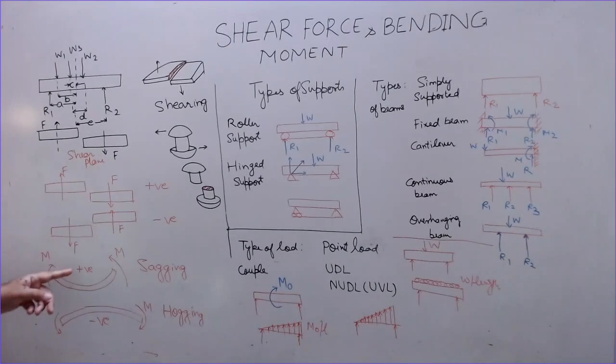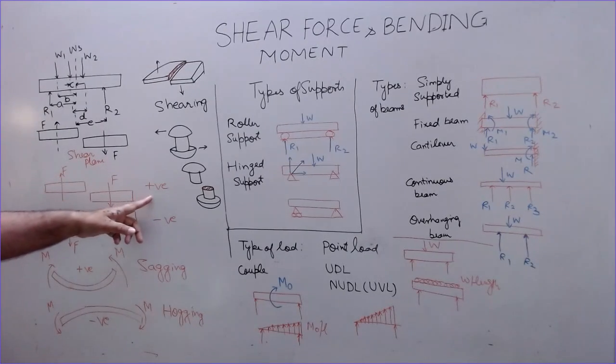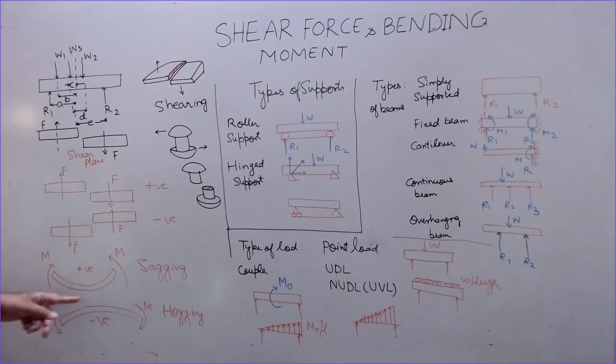So this is the convention we have shown here. The convention is that a moment in this direction is positive, and this sense is taken as negative, and this is called sagging. If the bending moment is such that it tries to make this beam in this shape, this is called sag, like the sag present in a chain. And this type is called hogging, so this is taken as positive and this is taken as negative.